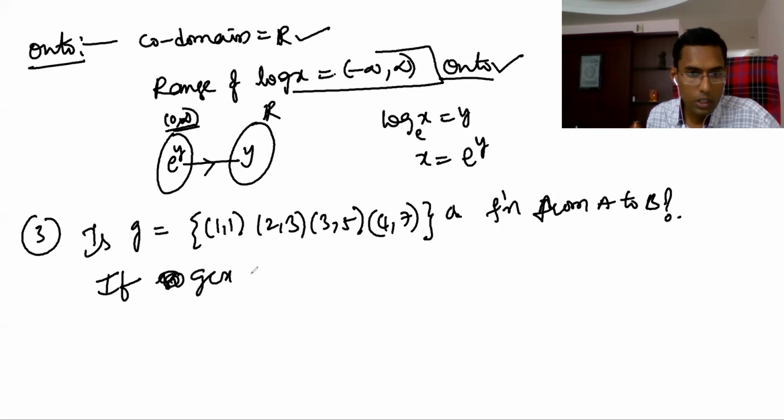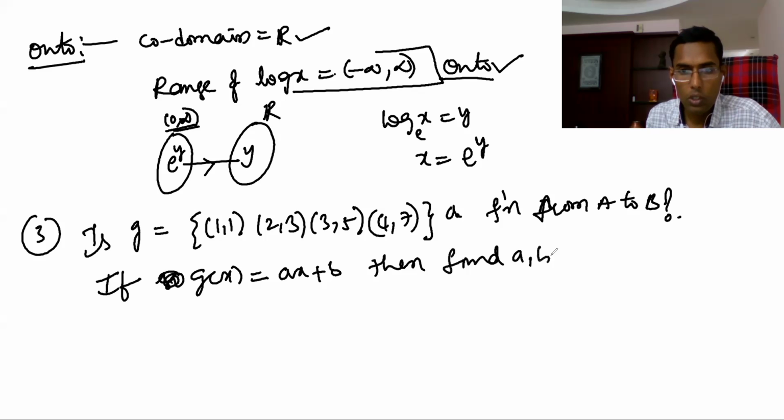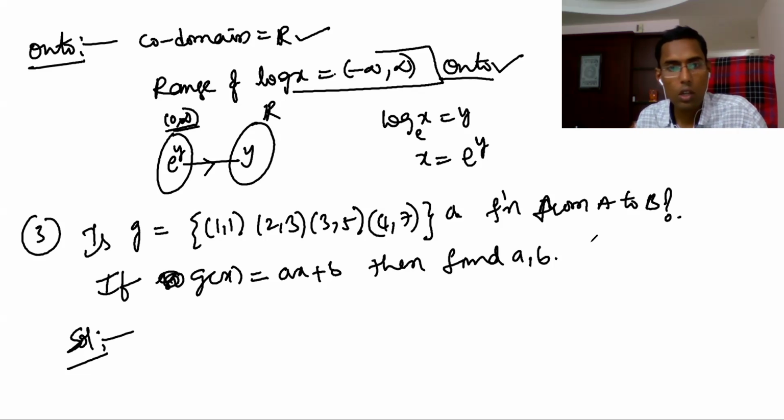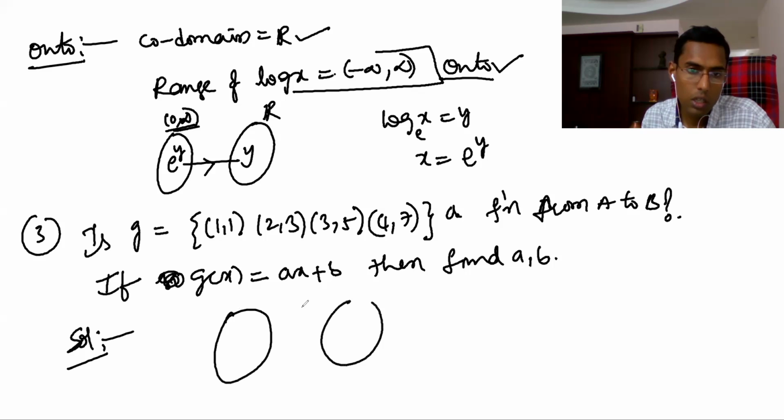If g(x) is given by ax plus b, then find a, b. This is the question. First of all, is g defined from A to B a function or not? That depends on A and B. You have to check what is given as A and B here.